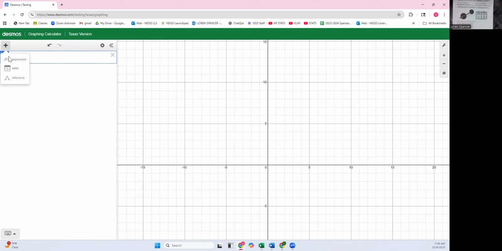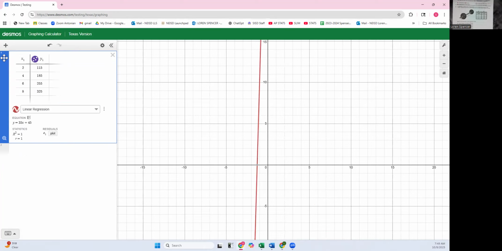Sorry about that. Hit the plus button, put in the table. Now put the information in. I should not have started typing it over. 115, 4, and then 185, 6, and 255, and 8, and 325. All right. So there's my equation: y equals 35x plus 45.